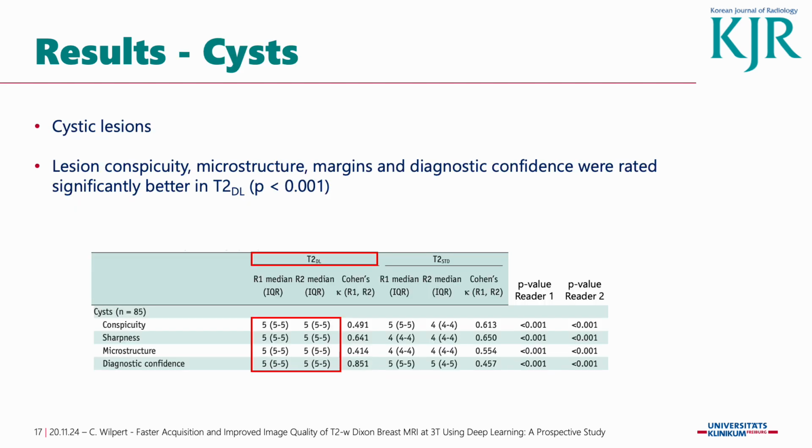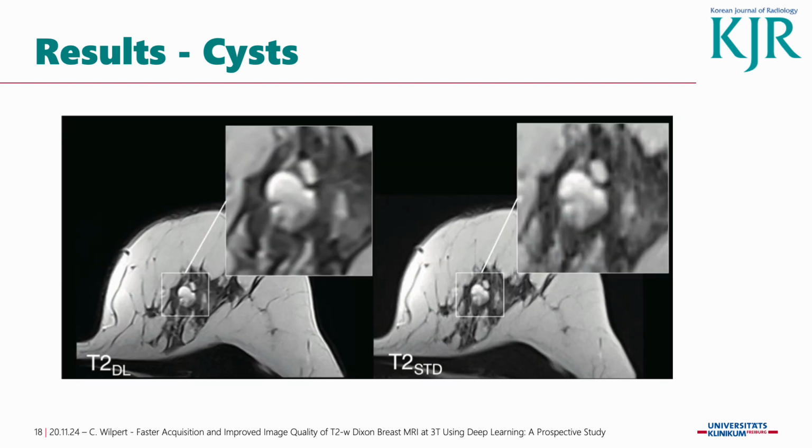Cystic lesions had an improved lesion conspicuity, improved microstructure and margins, and better diagnostic confidence for the readers for the deep learning sequence. This you can see in this image on the left side. You see improved sharpness of this lobulated cystic lesion for the deep learning sequence.